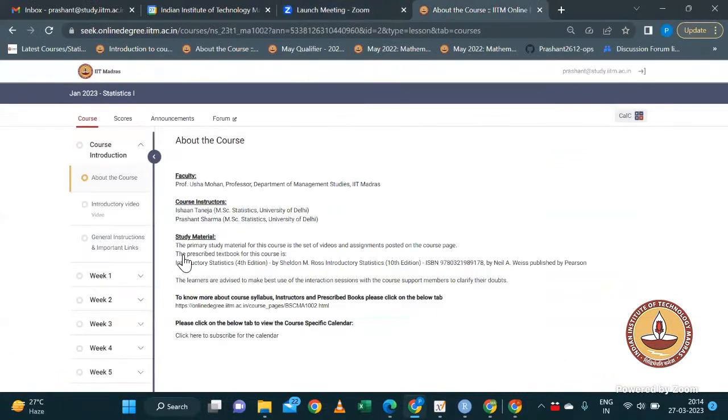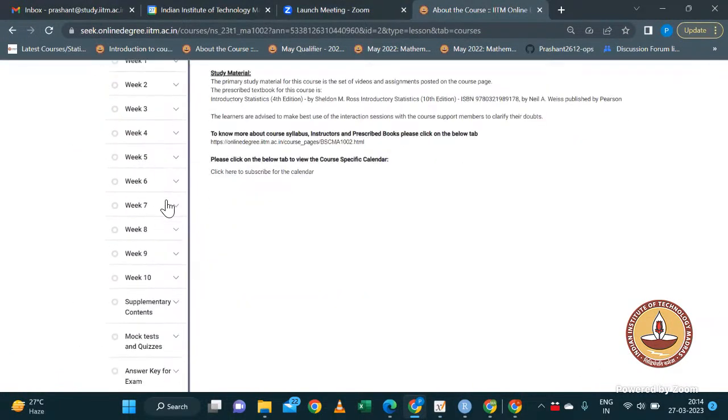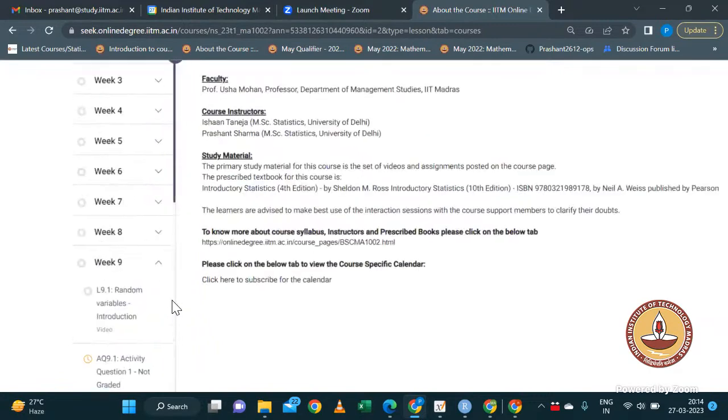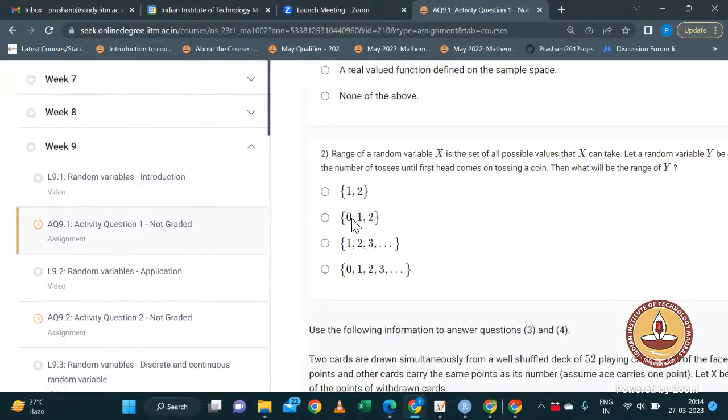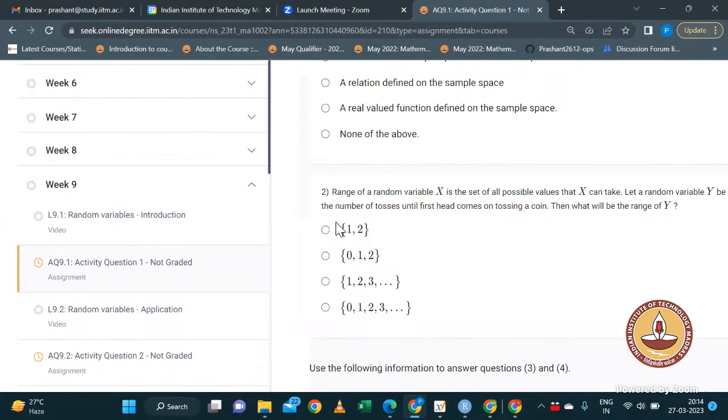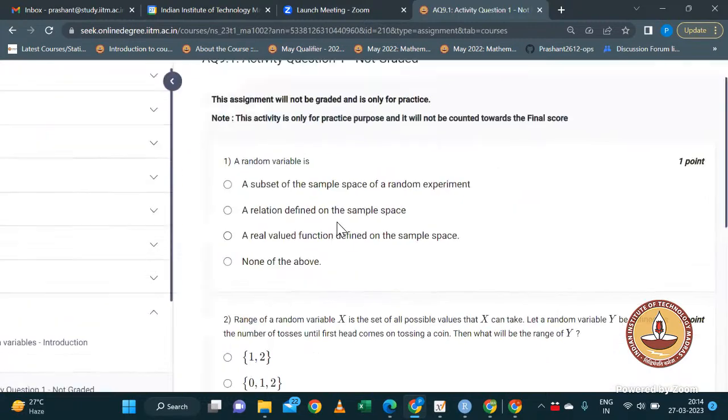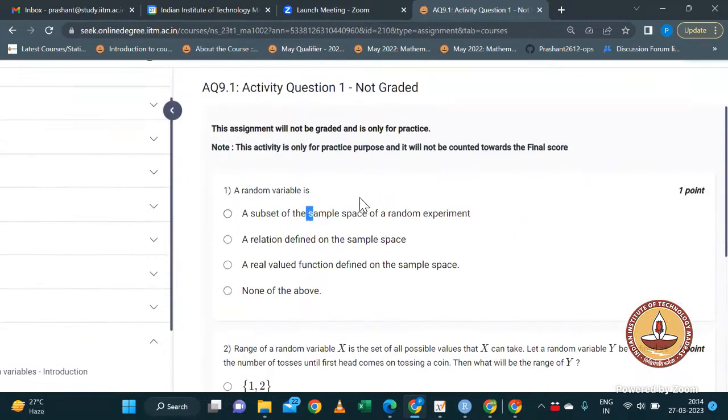So let me go lecture wise. I think activity lecture wise will be okay for everyone. Okay, so in lecture 9.1, any one of your doubts, or in activity 9.1? Okay, so what should be the answer for this first?